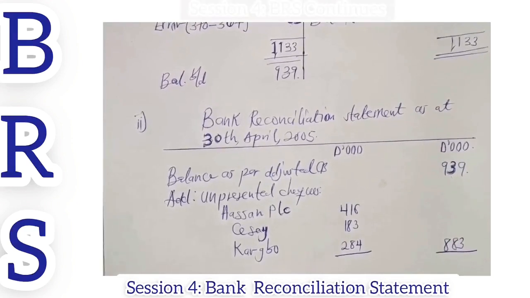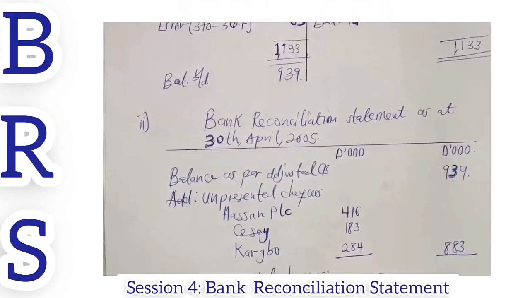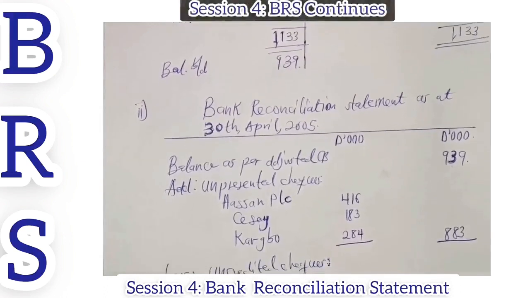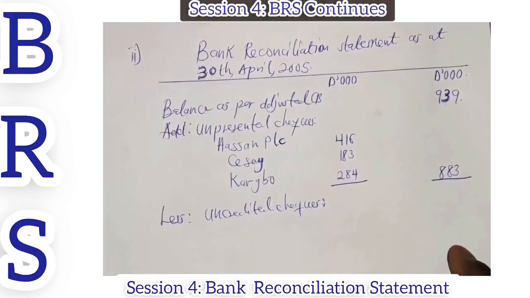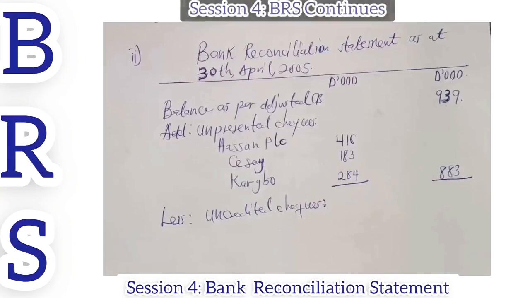So here after that we less uncredited checks. So let's check. With the uncredited checks, we are saying they are checks that are found at the debit side of the adjusted Cashbook but cannot be found at the credit side of the bank statement. So let's look at that one.